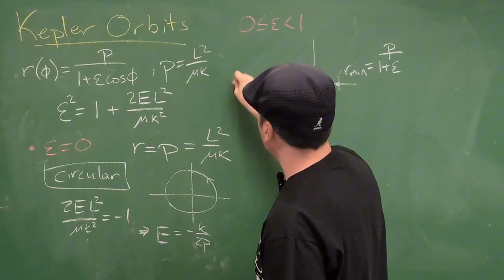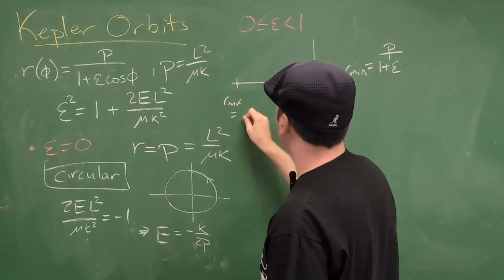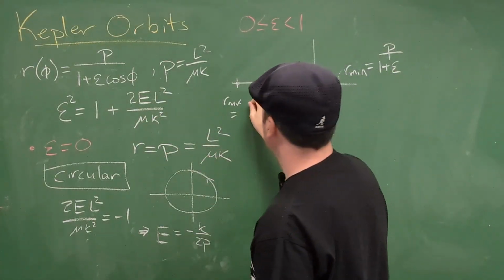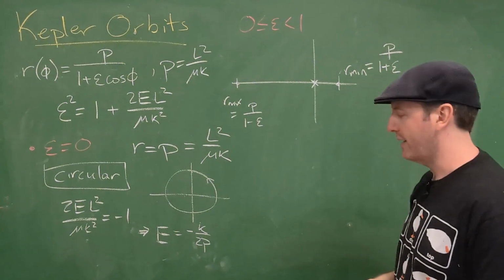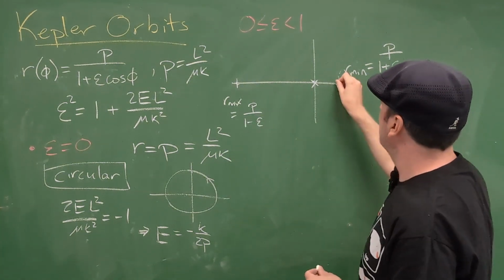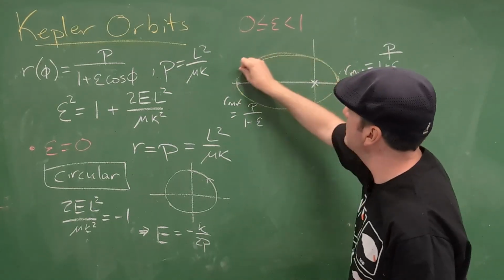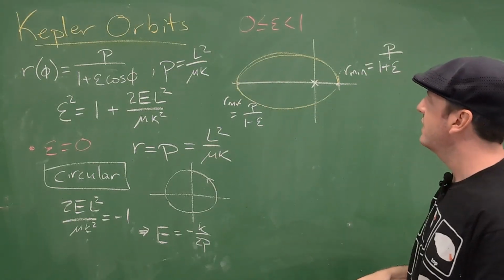And then on the other side, we're going to have an R max, which is going to be, well, plugging in phi equals pi gives us a -1, so we'll have p over 1 minus epsilon. And this is called the apoapsis. Then the trajectory itself will just be an ellipse. Not the best at drawing ellipses, so don't sue me, but I think that's decent.